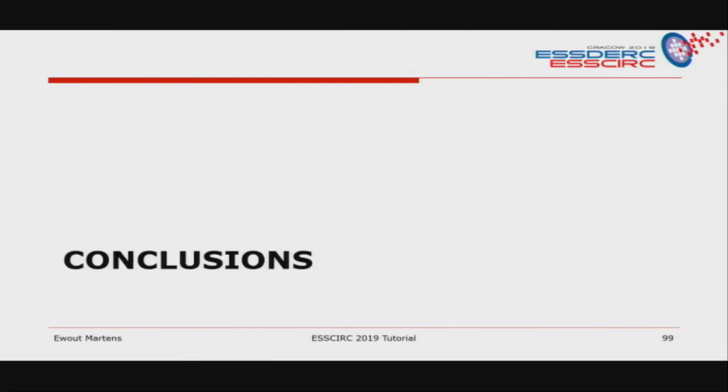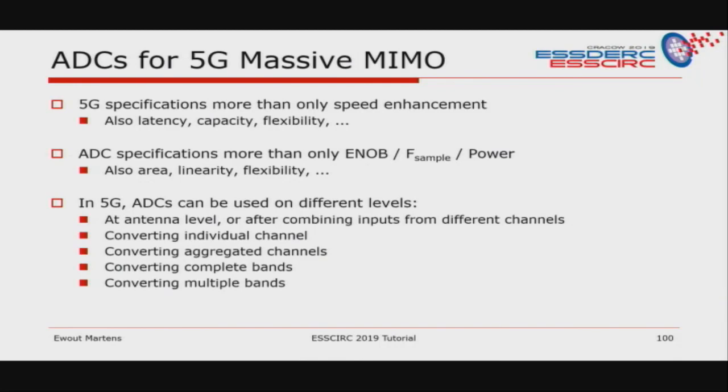That brings me to the conclusions. So the 5G specifications are more than only the speed enhancements. There are other aspects that are important, like the latency, the capacity of the network, the flexibility, etc. ADC specifications are also more than only looking at the number of bits, the speed and the power. There are also things like area, linearity, flexibility that are important and become much more important when you want to employ them in 5G networks.